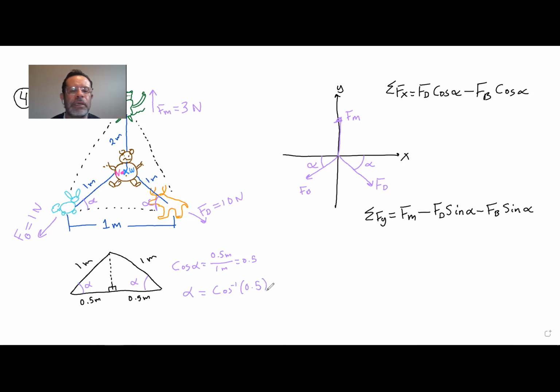Can somebody please help me out with that calculation? What's the value of alpha? The inverse cosine of 0.5. In degrees, please. Anybody? 60. 60 degrees. Thank you. 60 degrees.